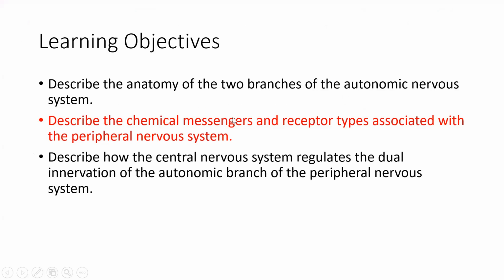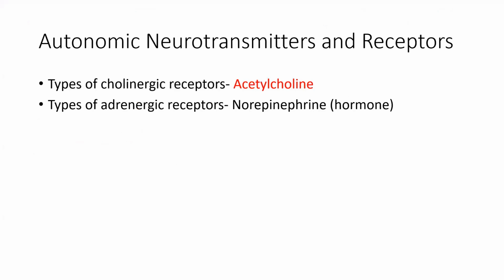Let's move on to objective 2. We're going to speak about the chemical background, the mechanism or the biochemistry behind this communication. So we're going to describe the chemical messengers and then the related receptors that are associated with the peripheral nervous system, okay? And again, really focusing on the autonomic division of the peripheral nervous system.